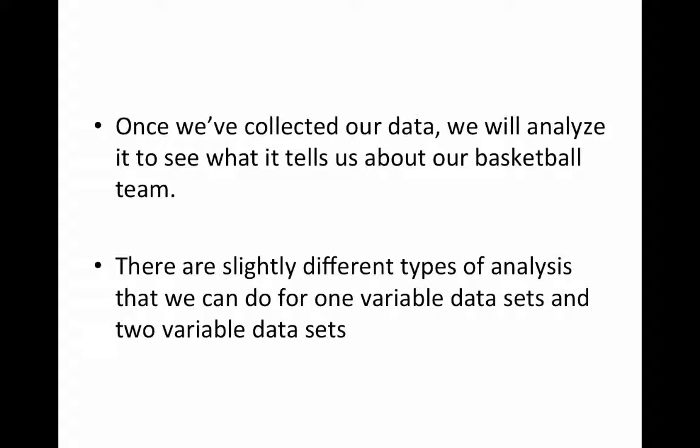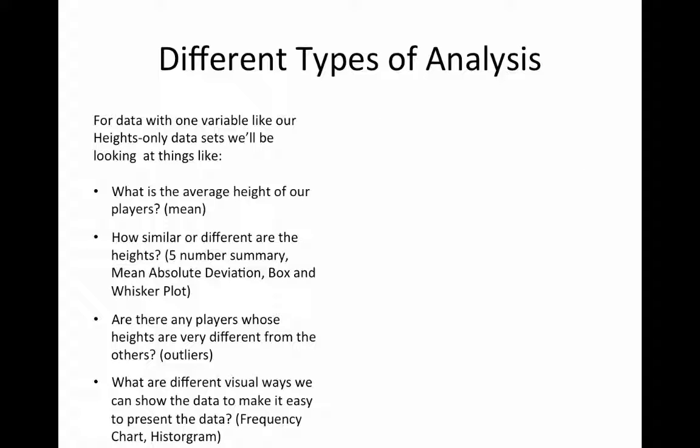There are slightly different types of analysis we can do for one variable data sets versus two variable data sets. For data with one variable, like our heights only data sets, we'll be looking at things like what is the average height of our players? How different or similar are the heights? Are there any players whose heights are very different from the others? And what are different visual ways we can show the data to make it easier to present the data?